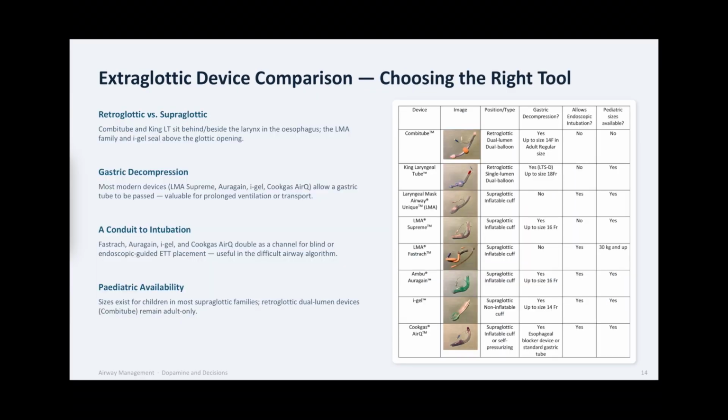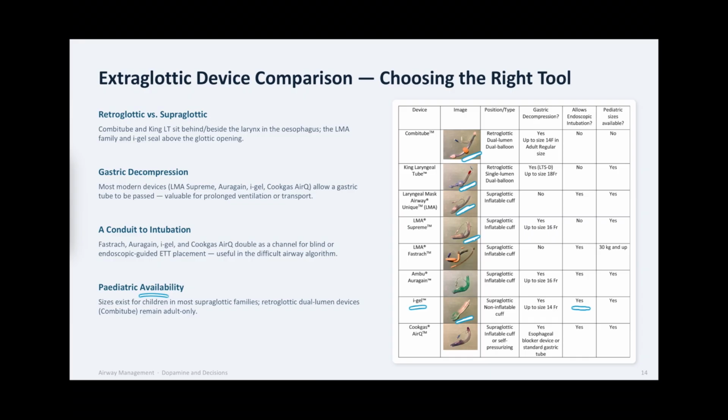And there are different sizes available for pediatrics. Okay, so this is the Combi tube, and this is the King's LT tube. This is the laryngeal mask airway Supreme. Next, one more important thing which you need to know is the I-gel. I-gel can be used for gastric decompression as well because it has another port for gastric decompression.